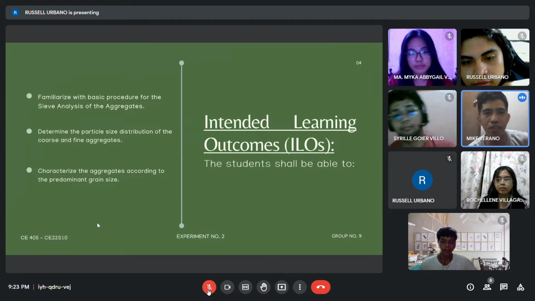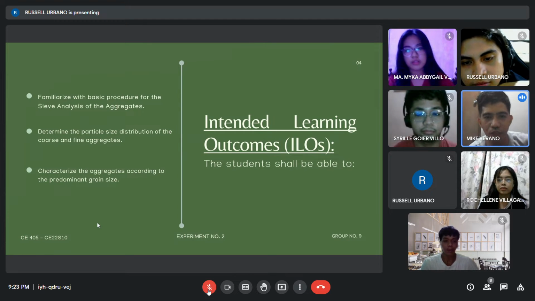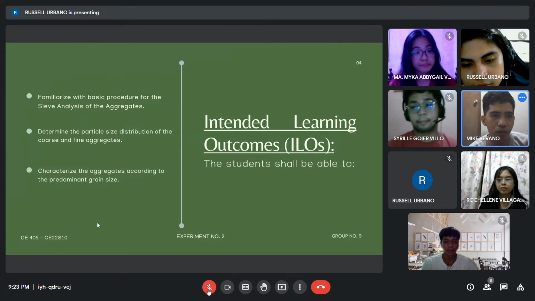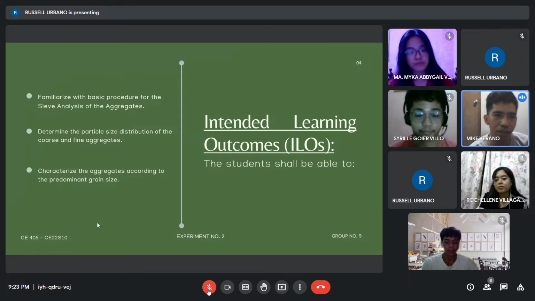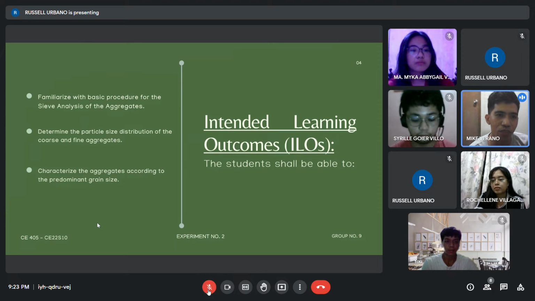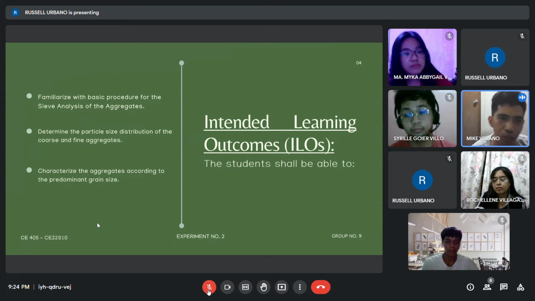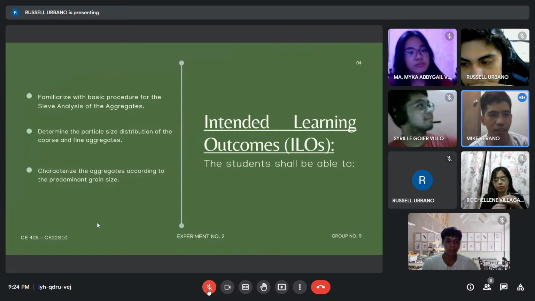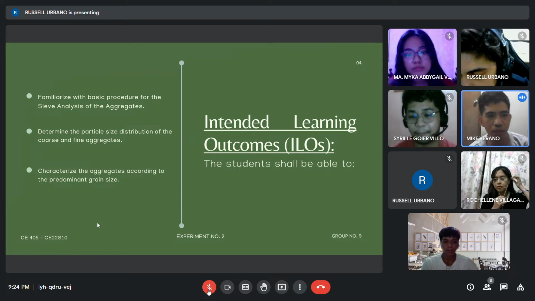Intended learning outcome. The student shall be able to, first, familiarize with the basic procedure for the sieve analysis of the aggregates. Second, determine the particle size distribution of the coarse and fine aggregates. Third, characterize the aggregate according to the predominant grain size.